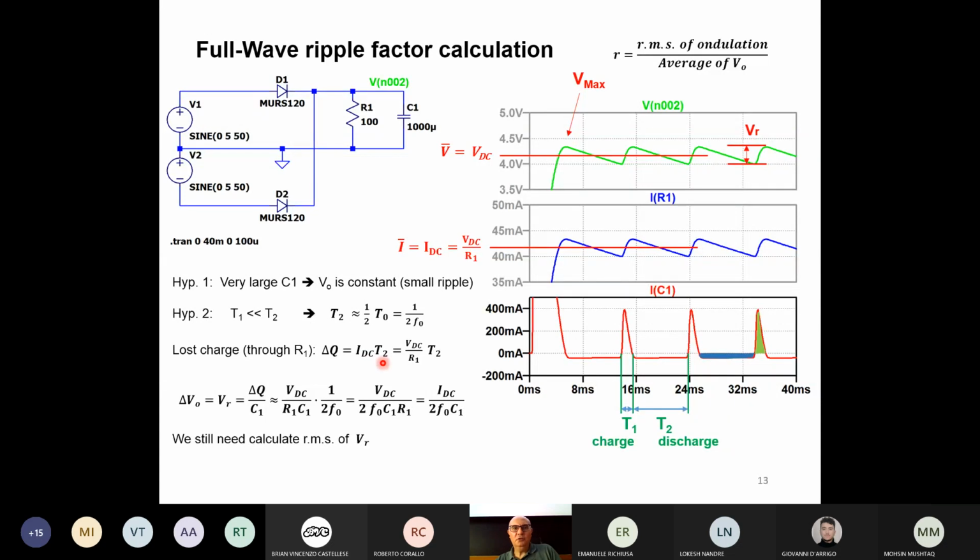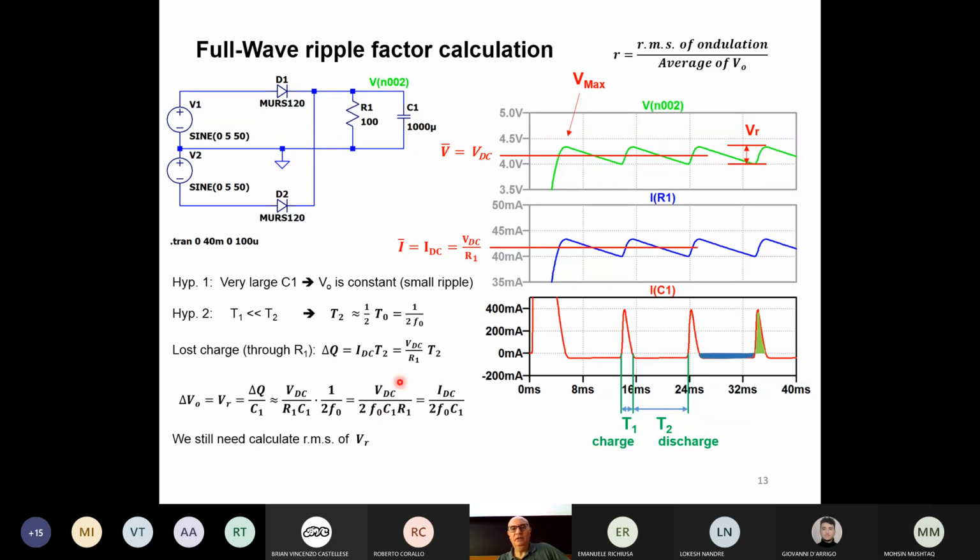Here we still have T2, but in a short while we will substitute T2 with the formula that we calculated before. The IDC can be replaced with VDC over R1, as we wrote here, times T2. When we want to calculate the ripple voltage, we divide the charge variation by C1. It's a bit approximated calculation. What we get is VDC divided by R1, divided by C1, times T2, which is 1 over 2F0.